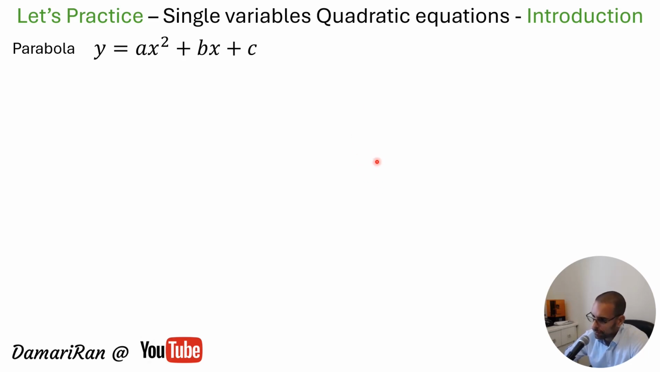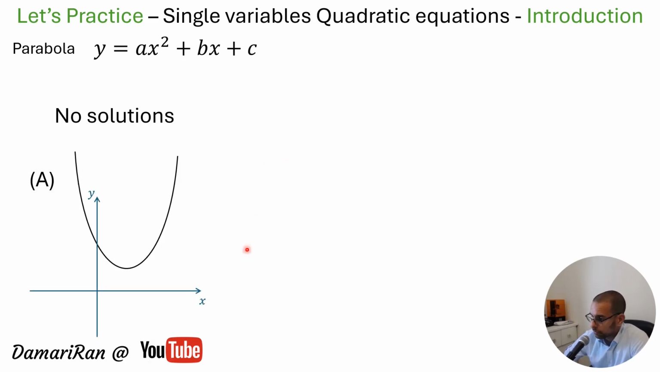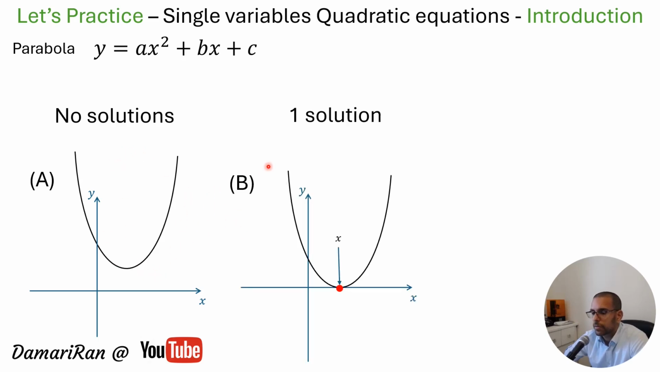Now let's continue talking about the predecessor to a quadratic equation, which is the parabola. We have a parabola, and we have three options, depending on what values we set a, b, and c to be. The first option is that we have no solution, meaning that the parabola is hovering above the x-axis, and it's going to have no intersection points and no solution. That is a possible result of a quadratic equation.